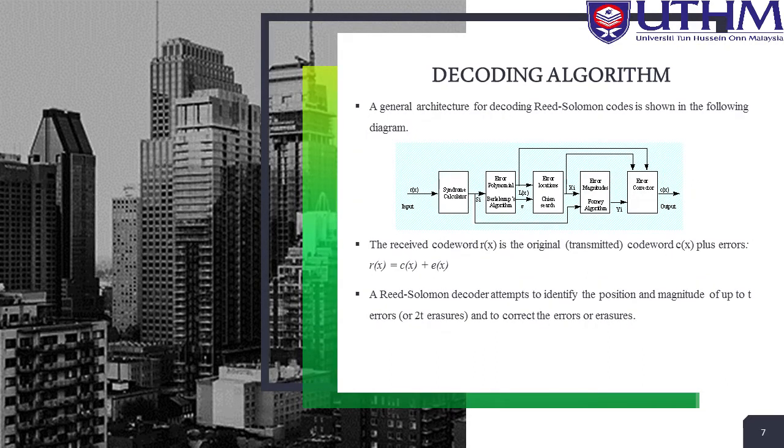Next, a general architecture for decoding Reed-Solomon codes is shown in the following diagram. The received code word R(x) is the original transmitted code word C(x) plus errors. A Reed-Solomon decoder attempts to identify the position and magnitude of up to t errors or 2t erasures and to correct the errors or erasures.